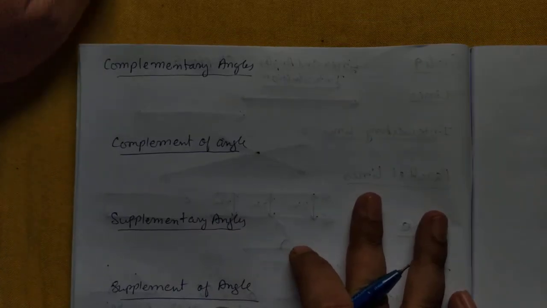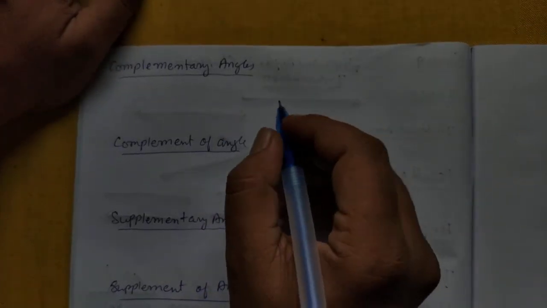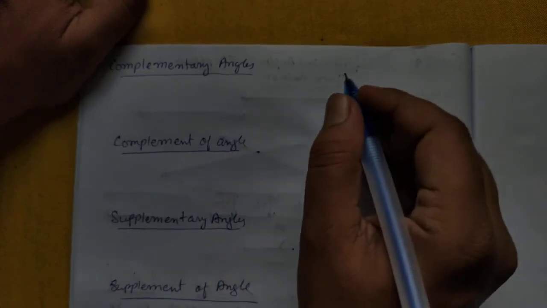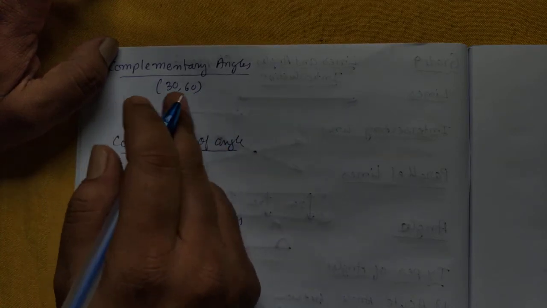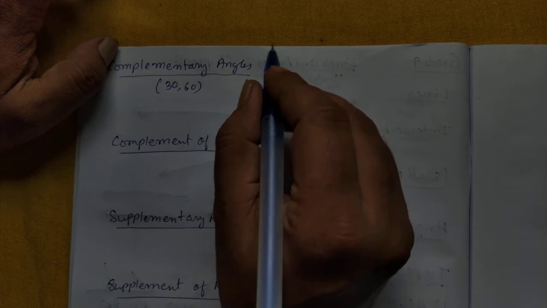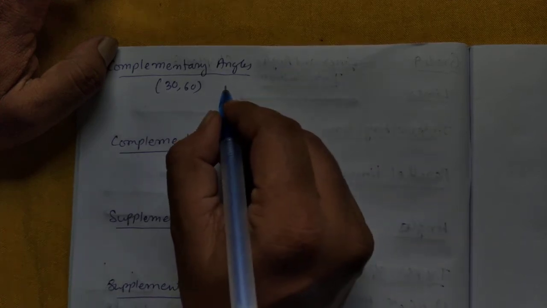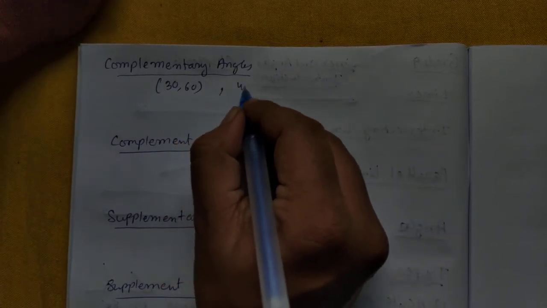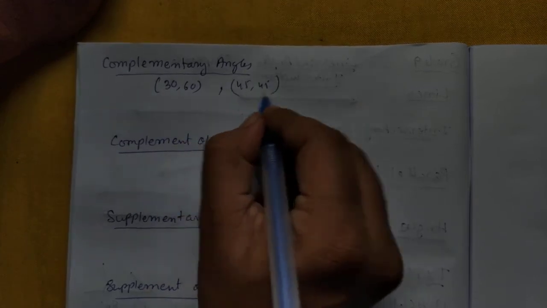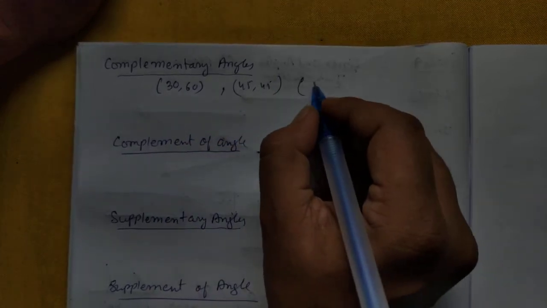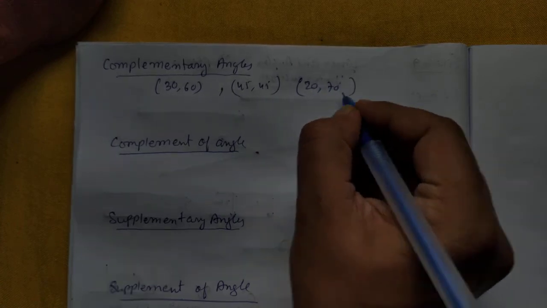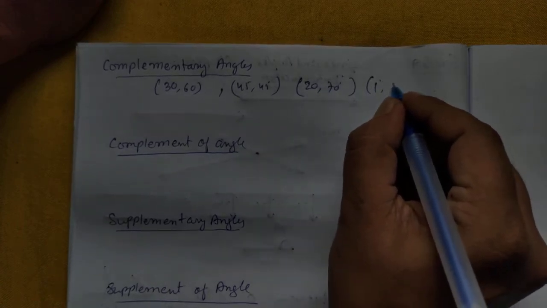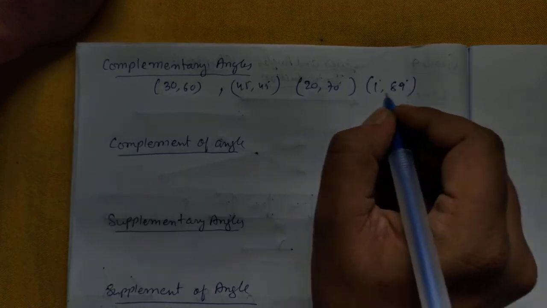Next, come to complementary angles. Complementary angles, suppose pair of angle, if it sum up to 90 degree. For example, 30, 60, they are complementary angles because 30 plus 60 is 90. Sum of angle sum up to 90, okay, is complementary angle. It can be 45, 45, both are complementary. It can be 20, 70. You can write anything. It can be 1 degree, 89 degree, whose sum is 90.